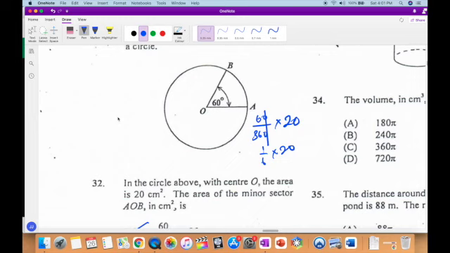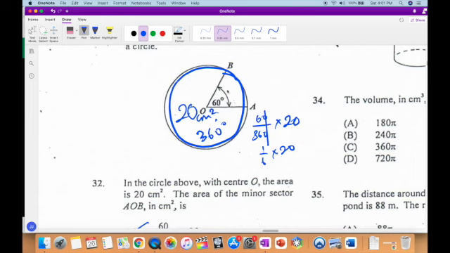No problem. At the end of the day, the circle above with center O, the full circle has an area of 20 centimeters squared. So they want the area of this part here. Remember, the full circle is 360 degrees, and we did this in geometry when it comes to the area of a sector. So if the full circle is 360 degrees, then this sector is 60 degrees.